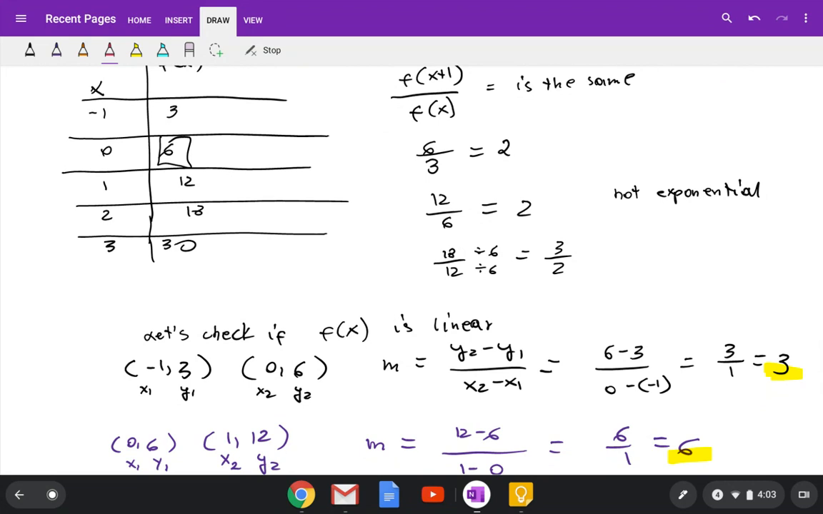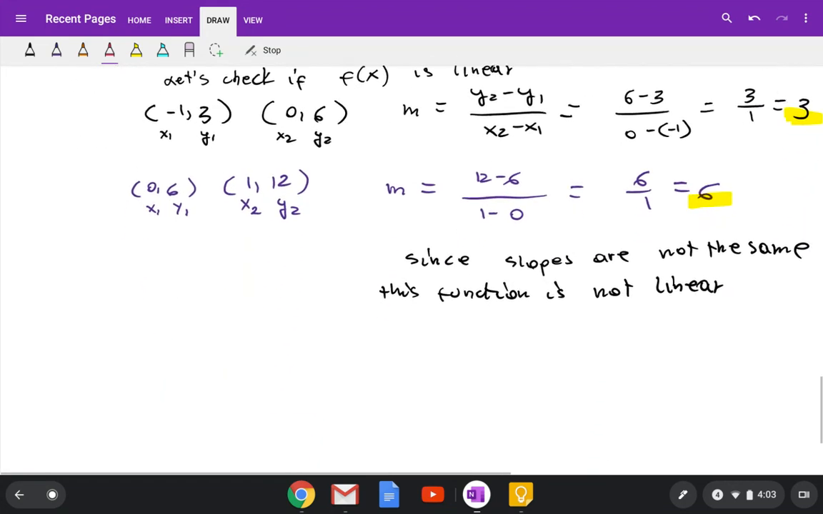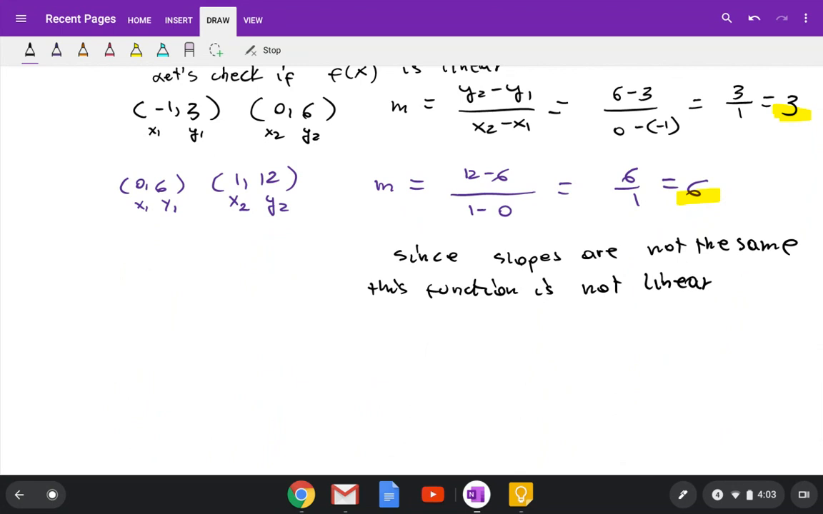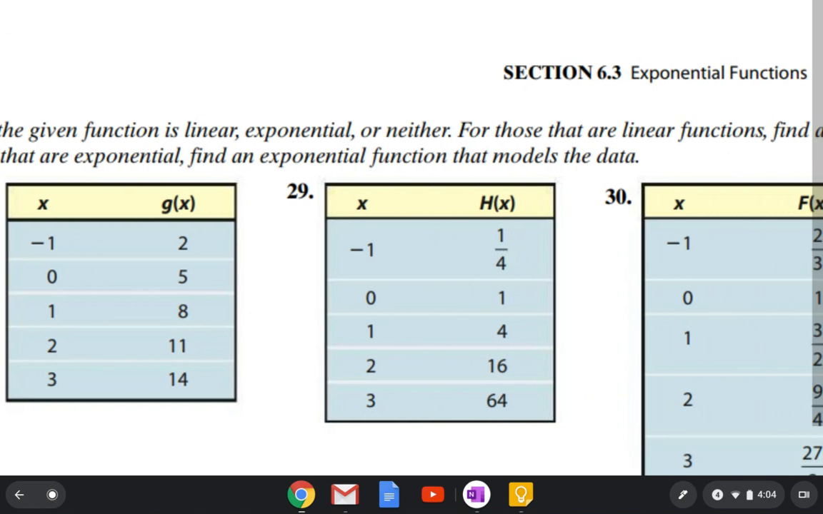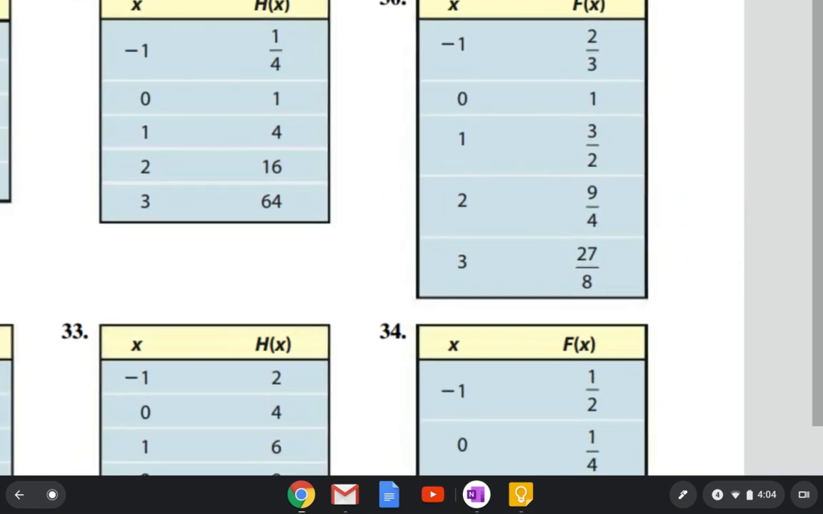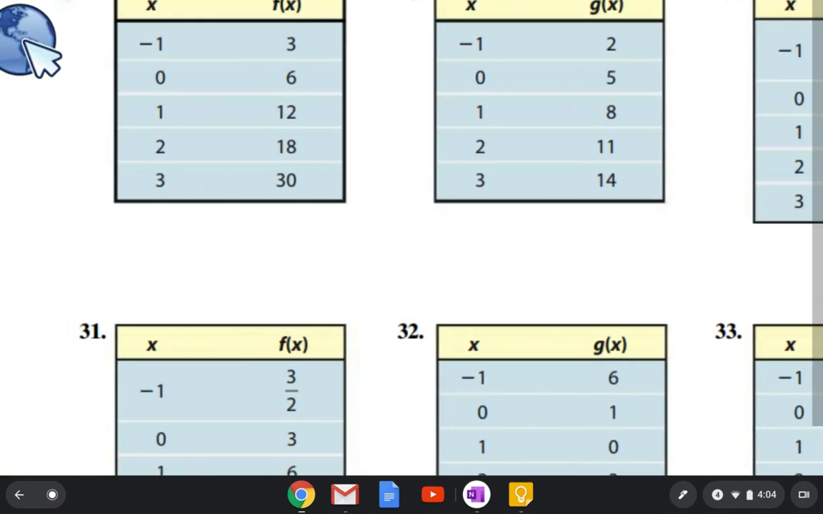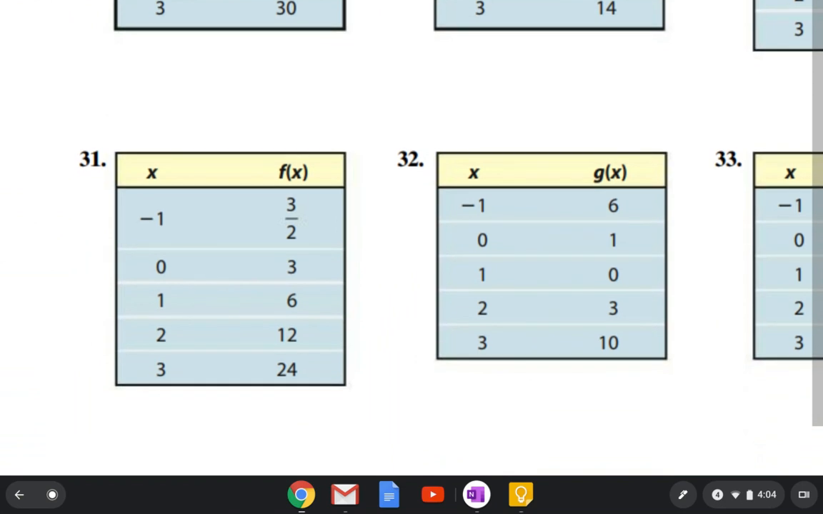So I want to talk about page 435, number 31. Going back, you guys see there are many problems in your textbook which ask you for the same thing. I want to talk about 31. This is what is given. They give you points, x and y. You have to decide if this is linear, exponential, or none of them.